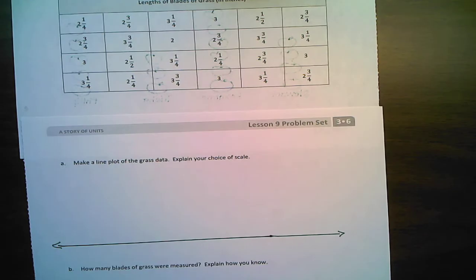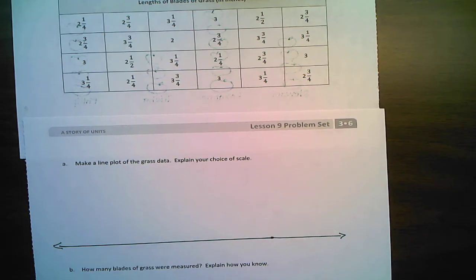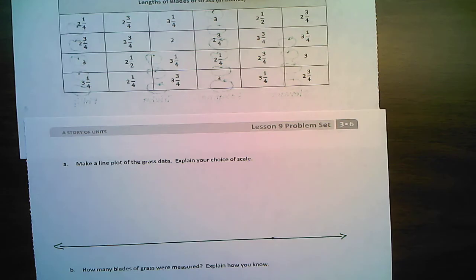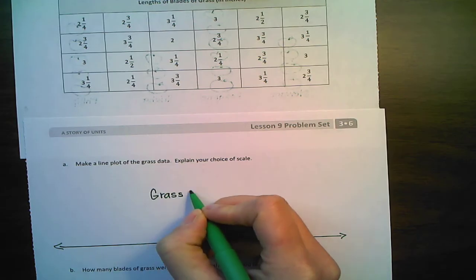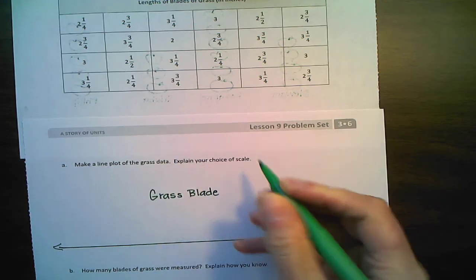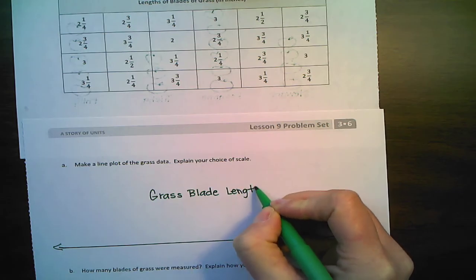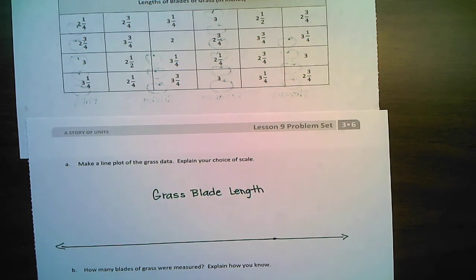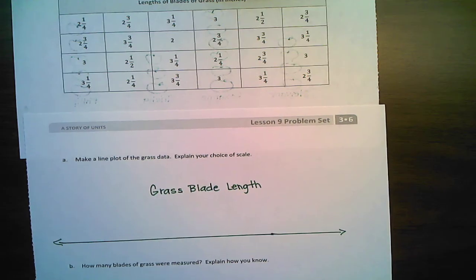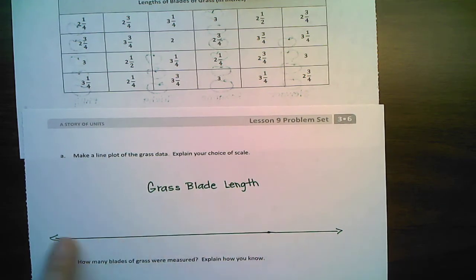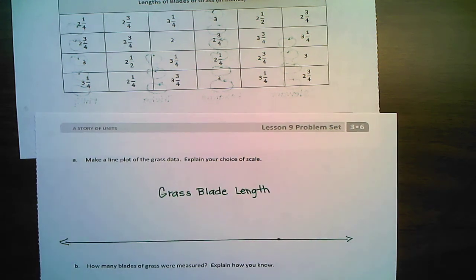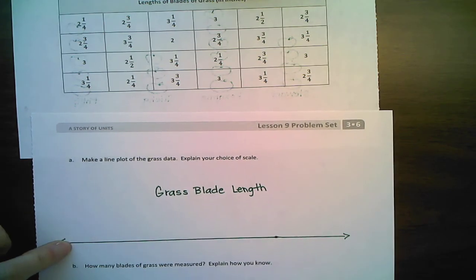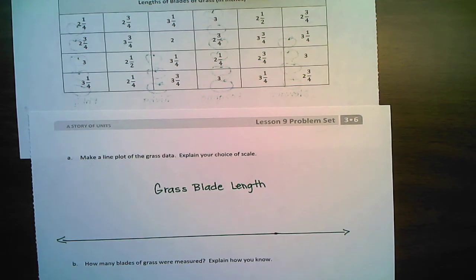What should our title be for this? Grass blade length. If you have a better title, then write it. Grass, blade length. Hopefully that's plenty. Okay, now we have to figure out what we're going to put on our scale, right? Where we're going to start, where we're going to end. So let's start with that. Let's start with what is our smallest measurement so that we know what we're going to put on this side. Smallest measurement. Point to it when you find it.